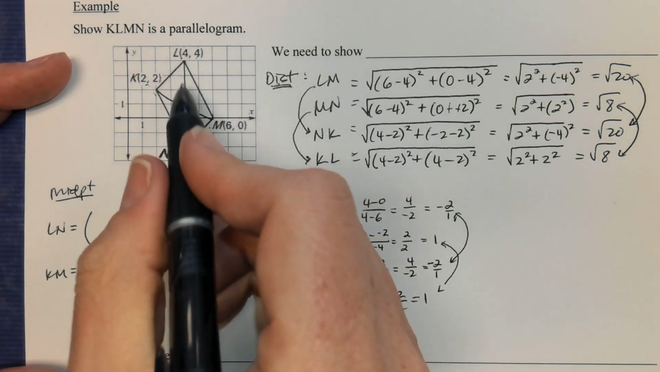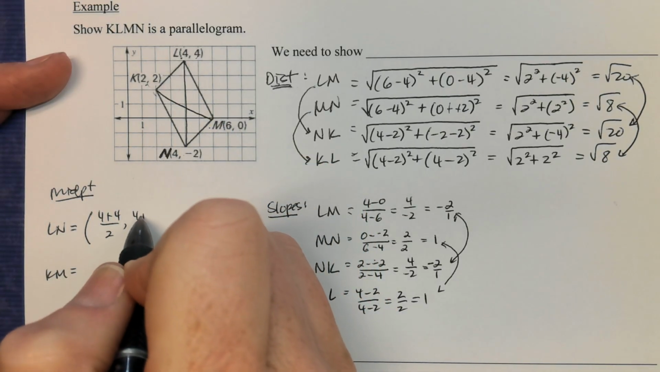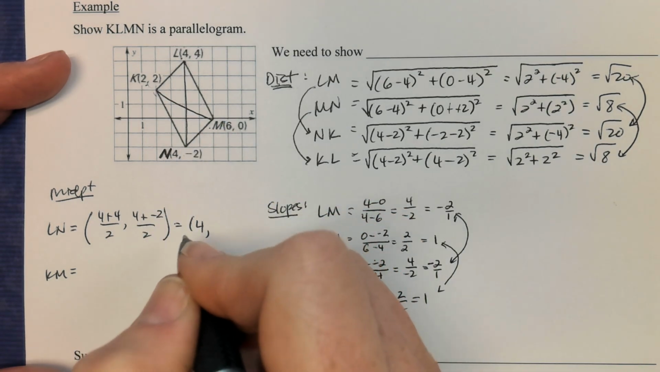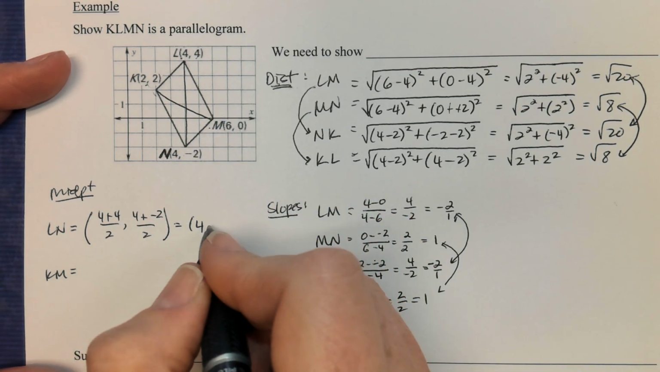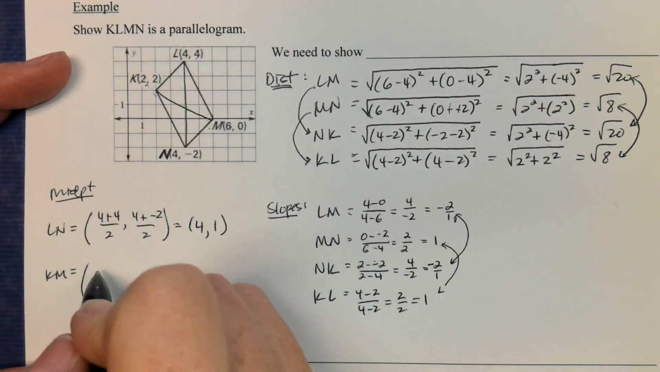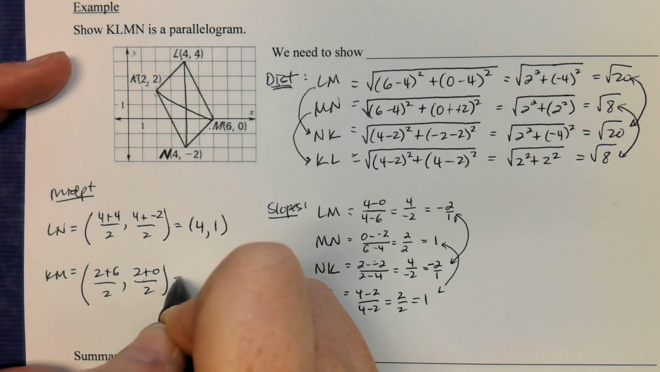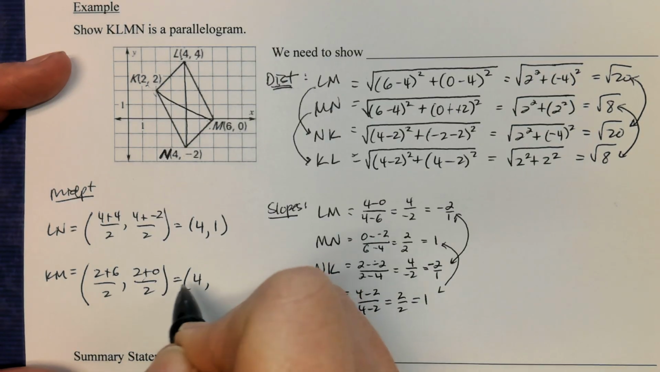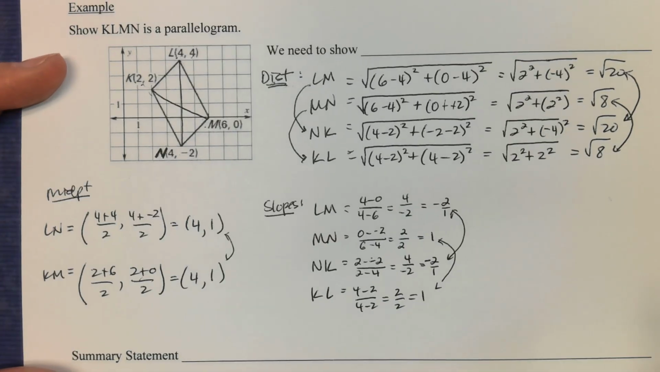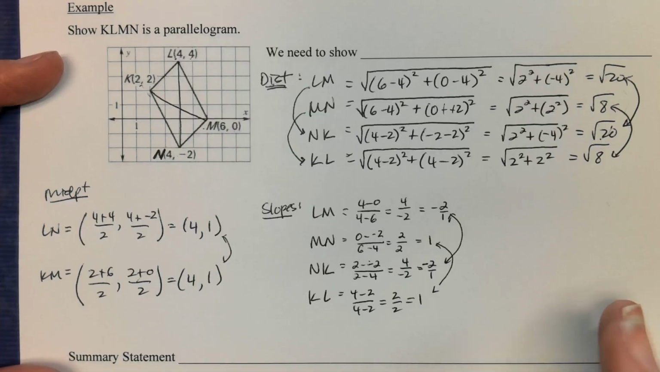So from L to N, we're going to add up the x's, 4 plus 4, and 4 plus negative 2. So 4 plus 4 is 8 divided by 2, which is 4. And 4 plus negative 2 is 2 over 2, which is 1. So K to M right here: 2 plus 6 and 2 plus 0. 2 plus 6 is 8 divided by 2, and 2 plus 0 is 2 divided by 2. So it looks like I got another match. If when you're doing any of these formulas they don't come out equal, go back and check your math, because they will match.